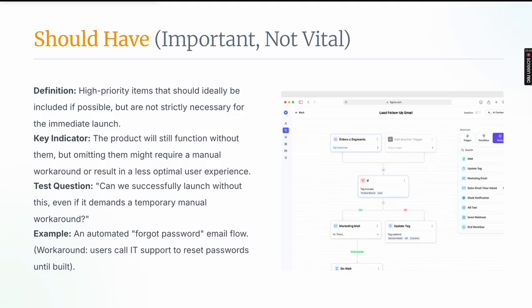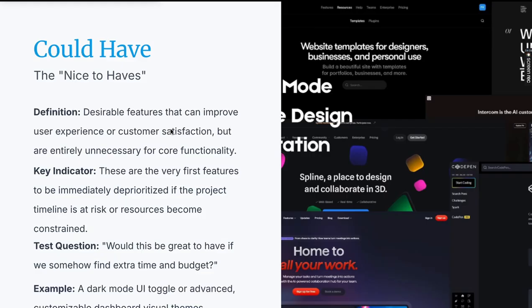Key indicator: the product will still function without them, but omitting them might require a manual workaround or result in a less optimal user experience. Just as in the example I gave, if there is no categorization and classification, will it not be hard for you to find the product you are looking for? Just test the question. Example: an automated forgot password email flow. Workaround: users call IT support to reset passwords until it is built. Right. Could have, the nice to haves.